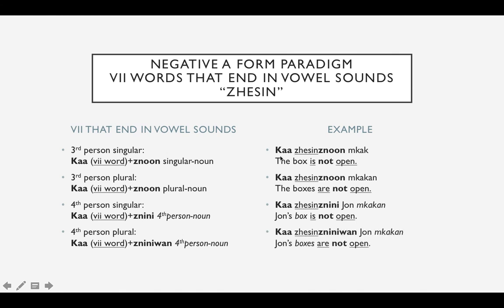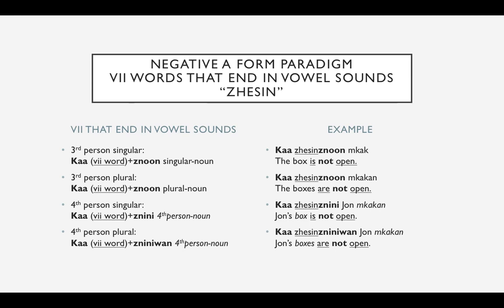So our first example, ka jesin znon mkuk. That means the box is not open. Next one, ka jesin znon mkakan. So again, to tell the difference, look at your noun. So mkuk, one box, mkakan, multiple boxes. So that second sentence means the boxes are not open.